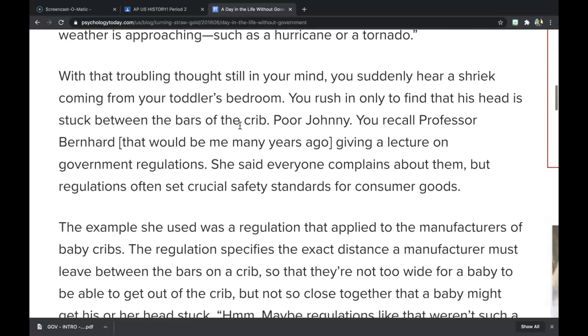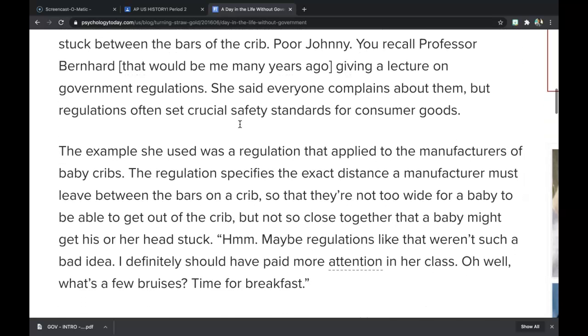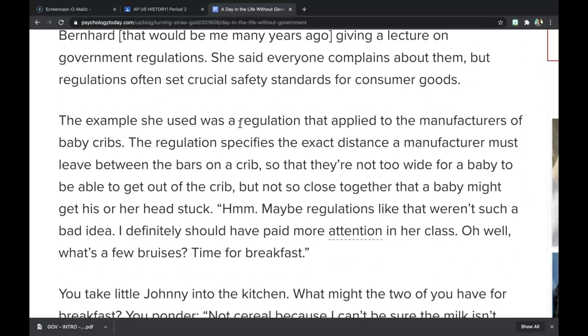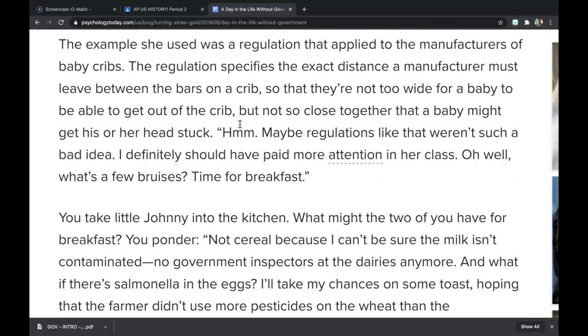With the troubling thoughts still in your mind, you suddenly hear a shriek coming from your toddler's bedroom. You rush in only to find that his head is stuck between the bars of the crib. Poor Johnny. You recall Professor Bernard, many years ago, giving a lecture on government regulations. She said everyone complains about them, but regulations often set crucial safety standards for consumer goods. The example she used was a regulation that applied to the manufacturers of baby cribs.